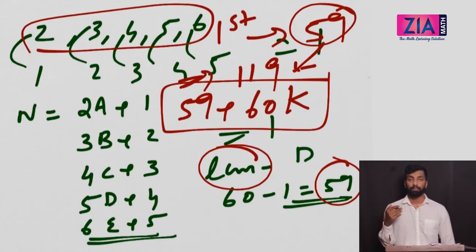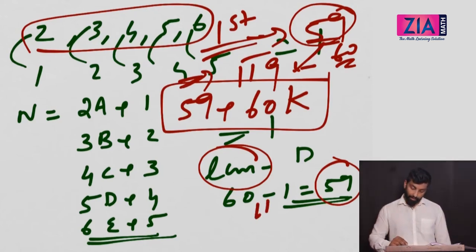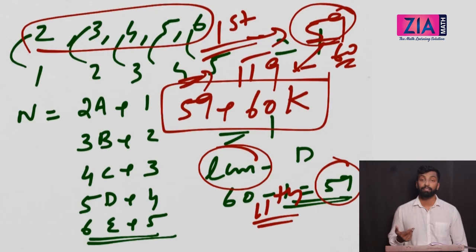So you're going to get an AP with a common difference of 60 and the first term of 59. Now any question which can be asked in an AP can be asked over here also. That is why the first question they can ask is the common difference, that is 60. Now they asked how many terms are there within a range of 1 to 100. That is easy. They can also ask you how many such terms are there between 1 to 1000. They can also ask you what is the 11th such possible number.